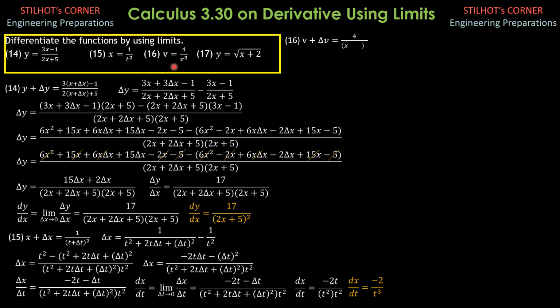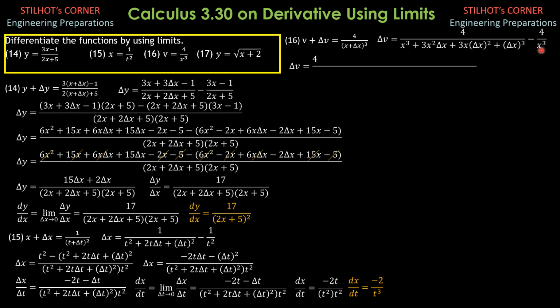So v plus delta v equals 4 over quantity x plus delta x cubed. Then delta v equals 4 over quantity x cubed plus 3x squared delta x plus 3x delta x squared plus delta x cubed, the expansion, then minus v, which is 4 over x cubed. So again, this is the LCD. Delta v equals 4x cubed in the numerator minus 4 times quantity x cubed. So we just copy this expansion of x plus delta x quantity cubed, then divided by the LCD, which is this times this denominator here.